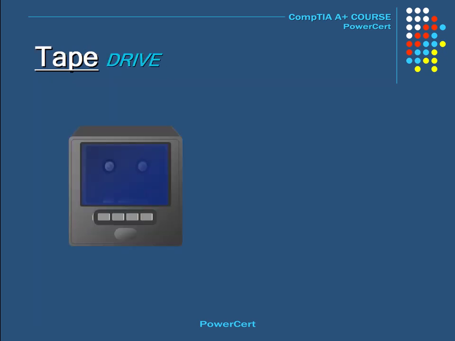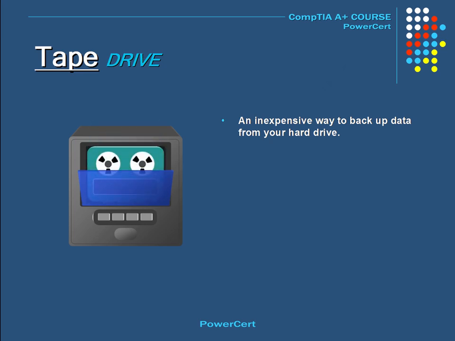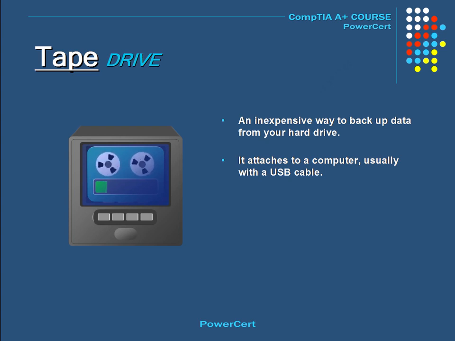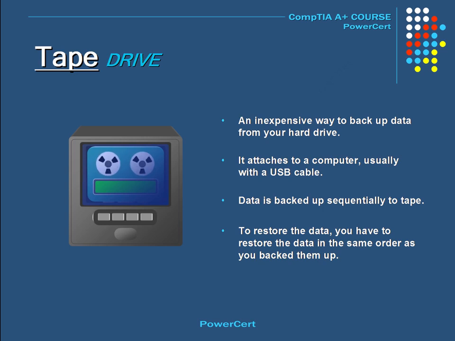Removable storage is both convenient and portable because these types of storage are not stored internally in a computer. They are attached from the outside. So for example, a tape drive. A tape drive is an inexpensive way to back up data from your hard drive. It attaches to a computer, usually with a USB cable, and the data is backed up sequentially to tape, which basically means that if you ever have to restore the data, you have to restore the data in the same order as you backed it up.